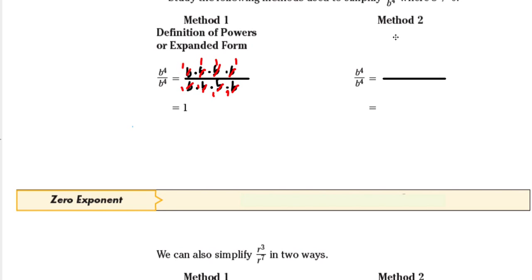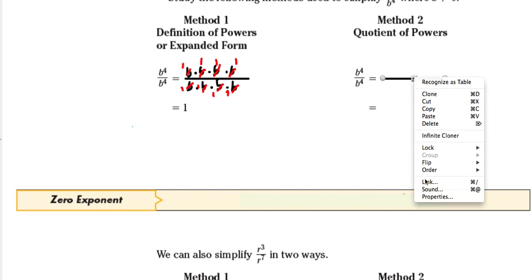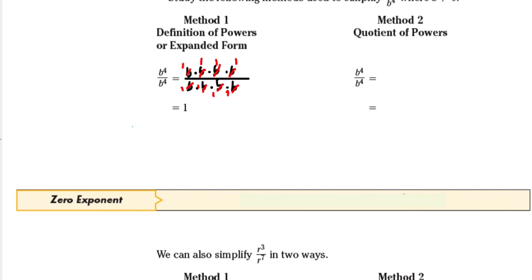Okay? And using method 2, which is the quotient of powers, we simply subtract the exponents, which is b to the 4 minus 4. b to the 4 minus 4 is the same as b to the 0 power. Now what do you notice? 1 is equal to b to the 0 power.